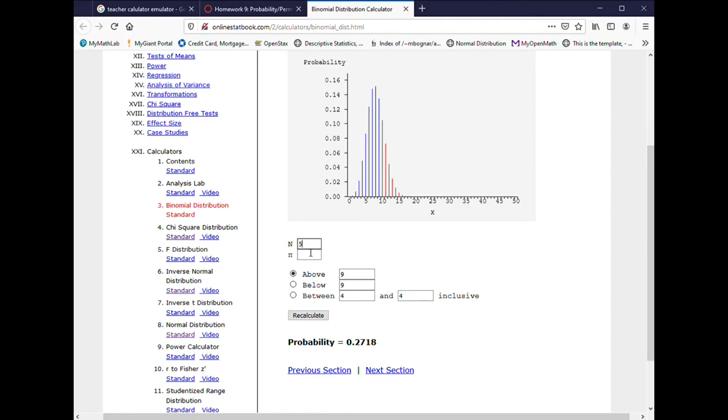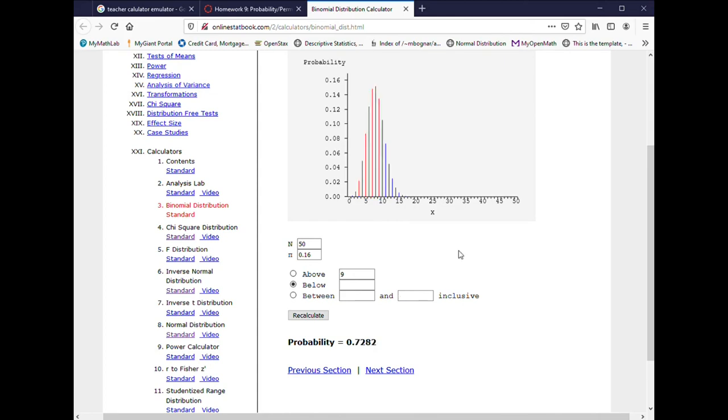I'm going to enter the sample size of 50. And my probability, I'm going to put here for the probability 16% or 0.16. So make sure you enter it as a decimal. And now for part A, we want exactly 10. So click between, and we're going to make it 10 to 10. That's the same thing as exactly 10. So our probability is 0.1057. That's the answer for part A.